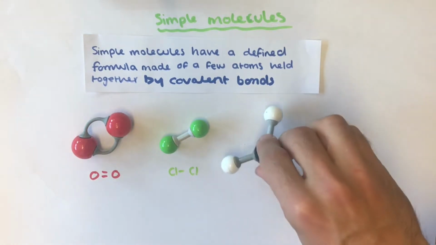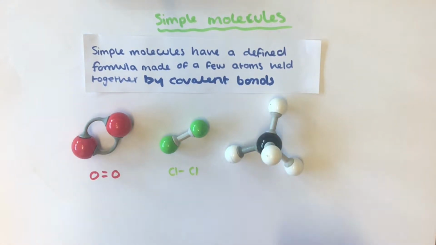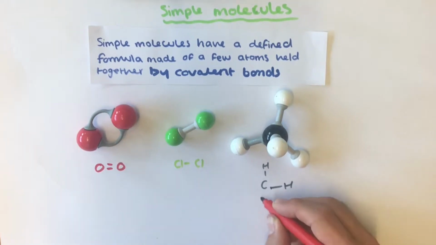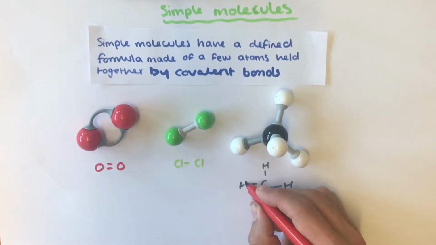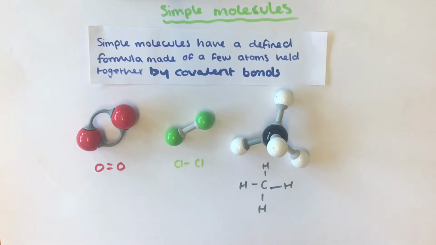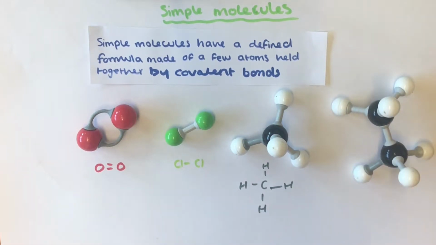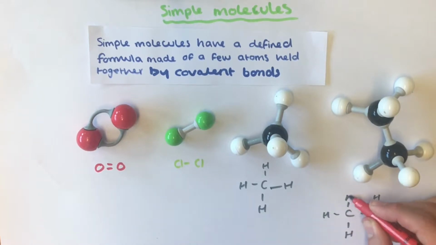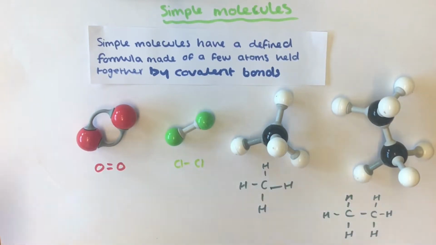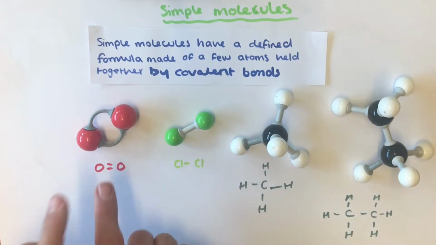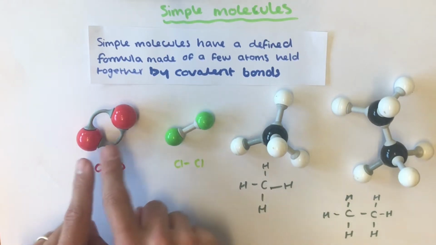We've got methane, held together by single covalent bonds again. This time we've got 4 hydrogens and 1 carbon. And then another example here is ethane, this time with 2 carbons and 6 hydrogens, again with single bonds. So if we have a look at all of these different structures, they are very, very simple little molecules, each one with a defined number of atoms.